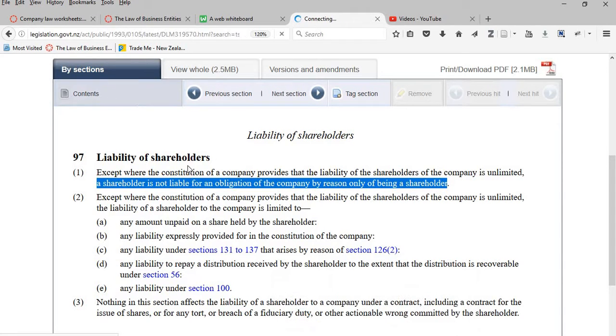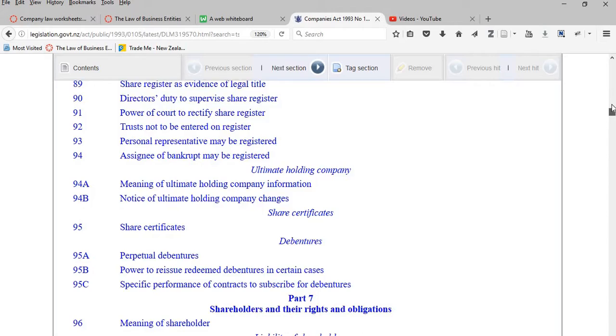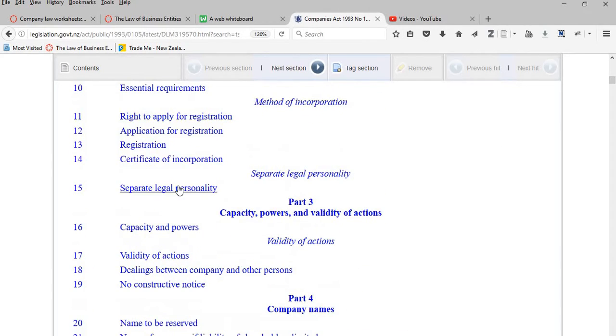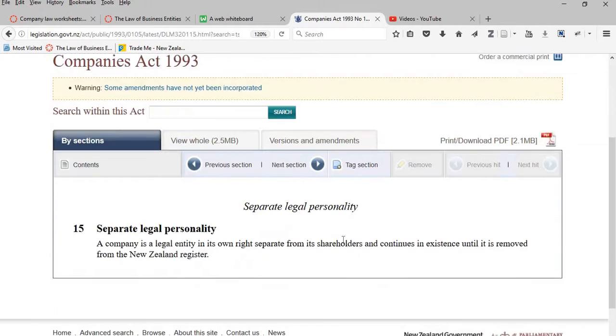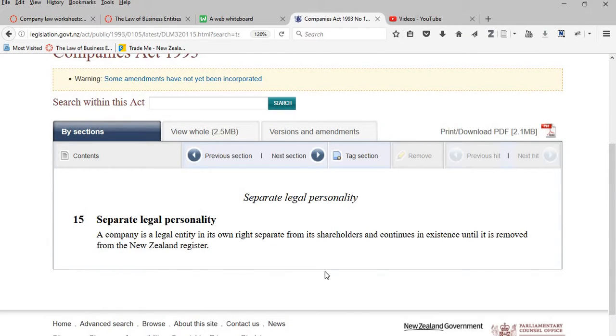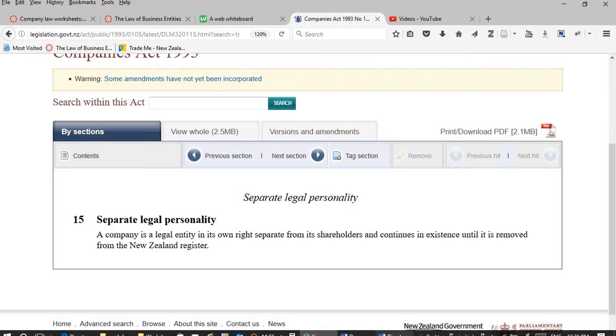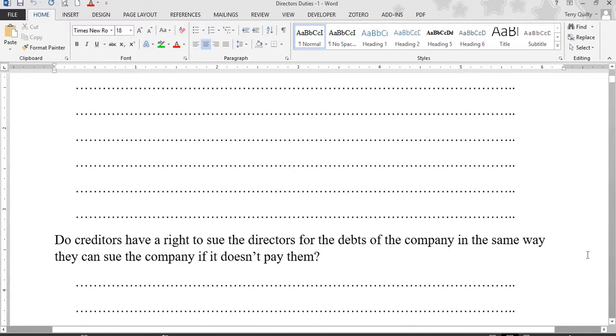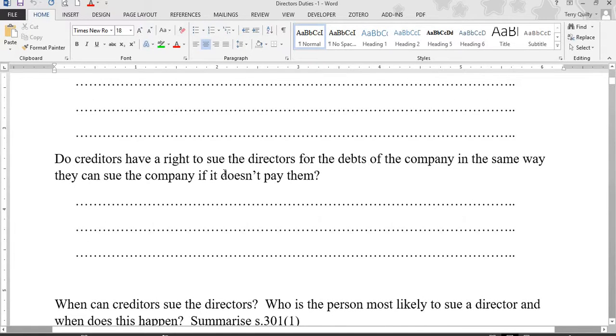Now, also note section 15, which is on incorporation. We have a certificate of incorporation issued, and that gives us the statement of separate legal personality. So if you combine those two together, you can talk about what it means to be a limited liability company from the perspective of a shareholder, and from a director we mean by the corporate veil, the ability to sue directors and shareholders. Do creditors have a right to sue the directors for the debts of the company in the same way they can sue the company if it doesn't pay them?